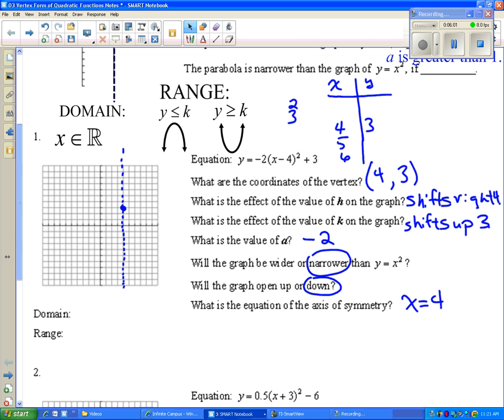So let's see how this turns out. If I plug in 2, 2 minus 4 is negative 2. Let's try that again. 2 minus 4 is negative 2. Negative 2 squared is 4. 4 times negative 2 is negative 8 plus 3 is negative 5.